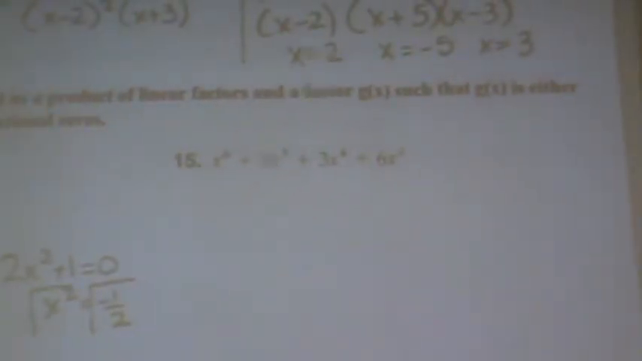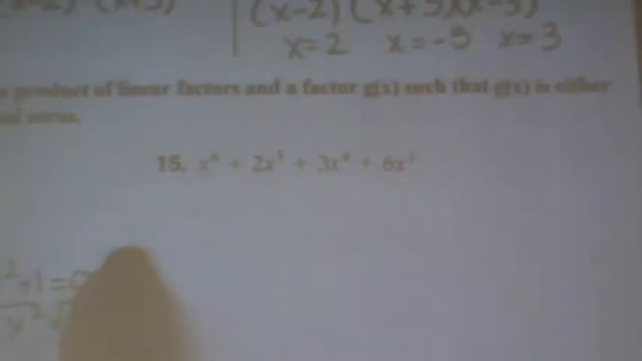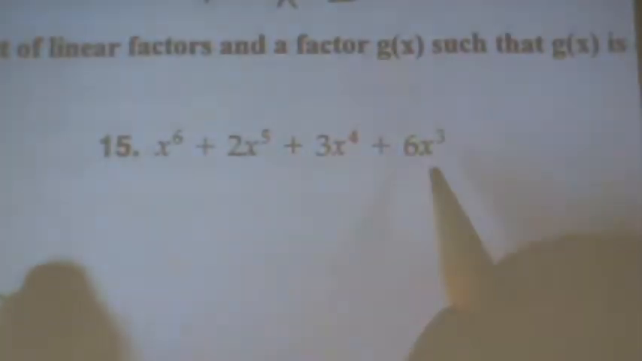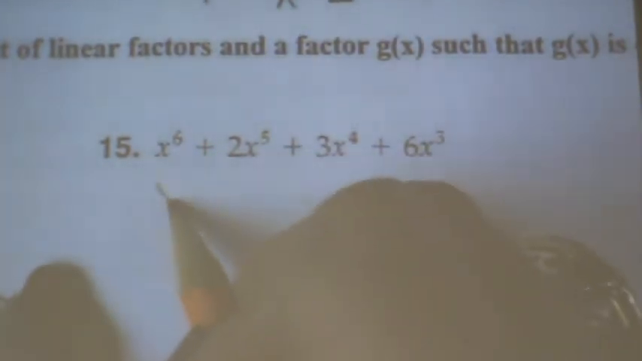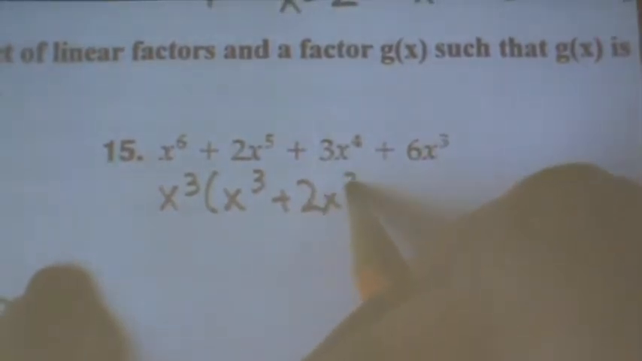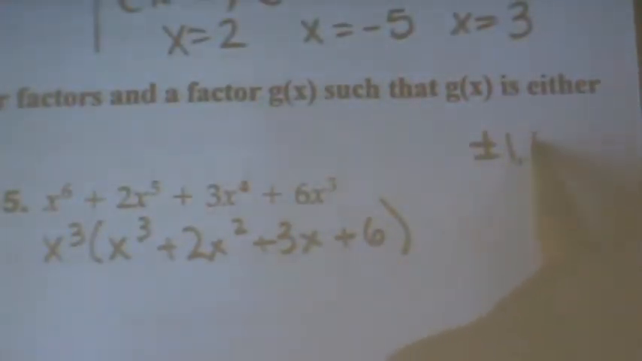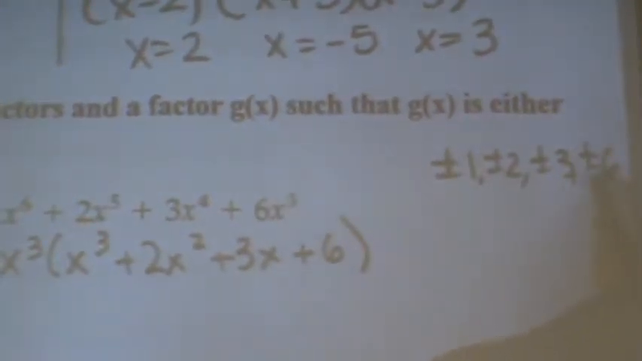The next one, same thing. First of all, your constant does not exist right now, so what you'd want to do is pull out x cubed, because we have x cubed common. X cubed, and you're left with x cubed plus 2x squared plus 3x plus 6. Now you have a constant. So your factors are 1, 2, 3, and 6 over 1.